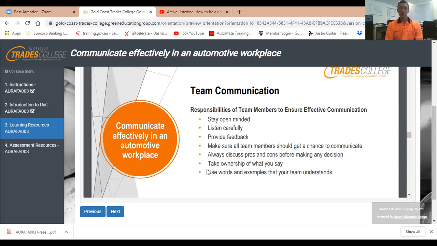Stay open-minded, listen carefully. We've already talked about active listening and some techniques and methods to ensure you are listening. Also in a team, always provide a little bit of feedback as well. Make sure all team members get a chance to communicate, and always discuss the pros and cons for making any decision. And take ownership of what you say. Use words and examples that your team will understand.